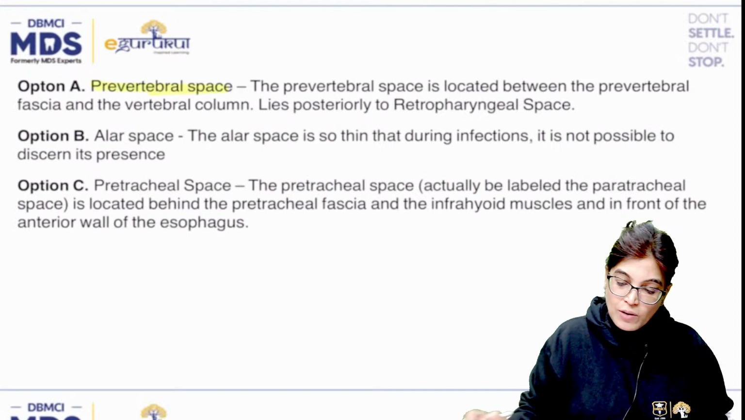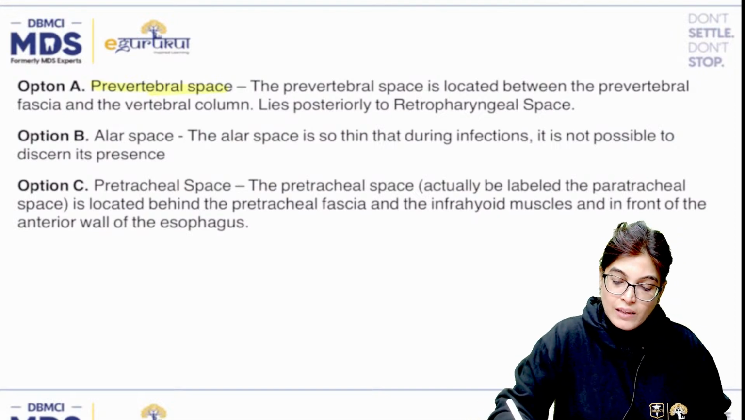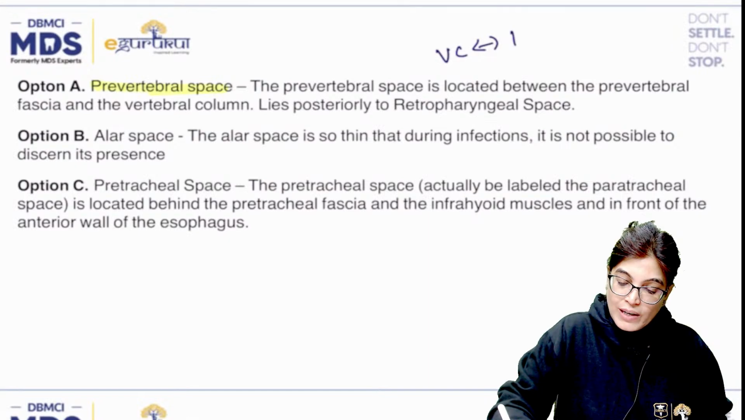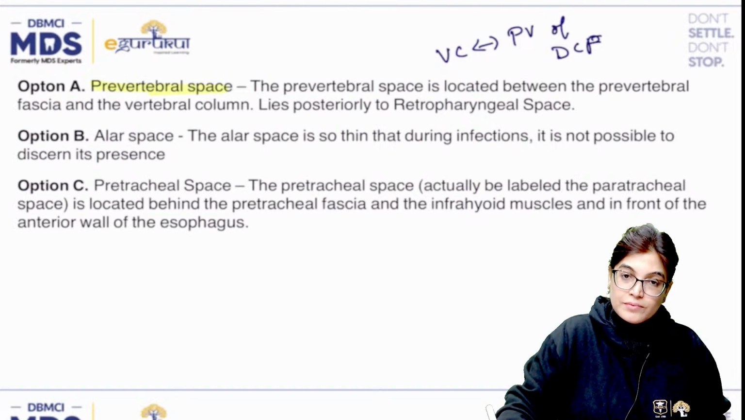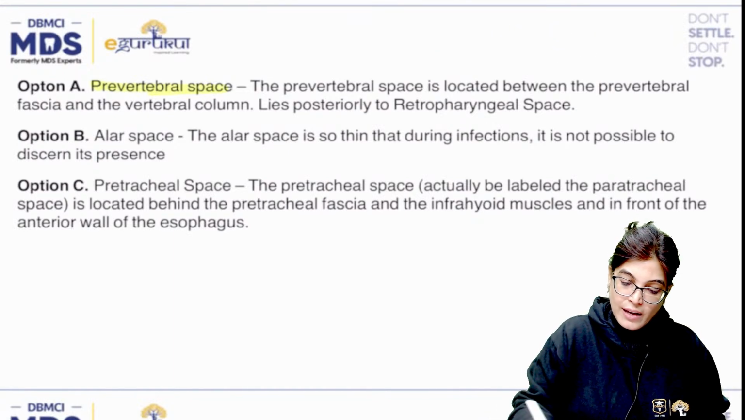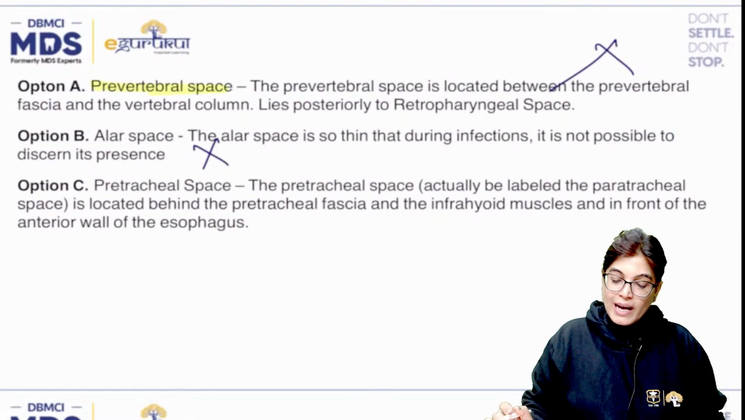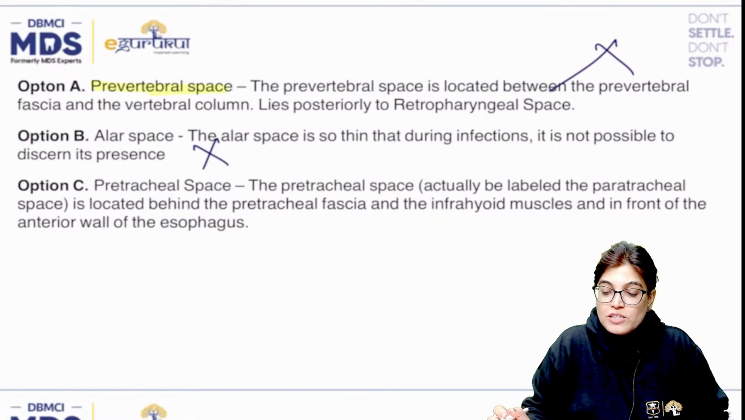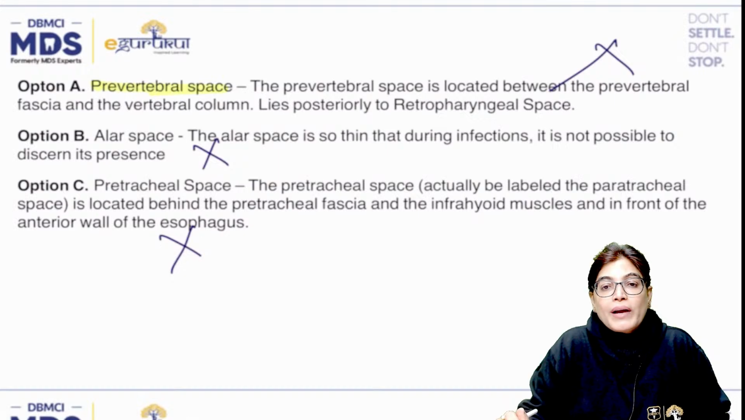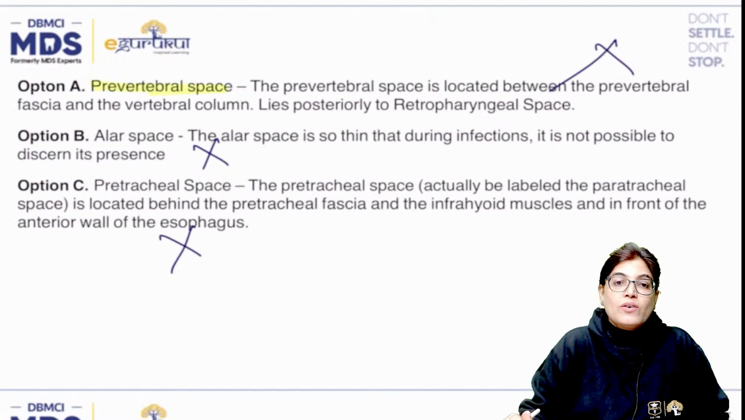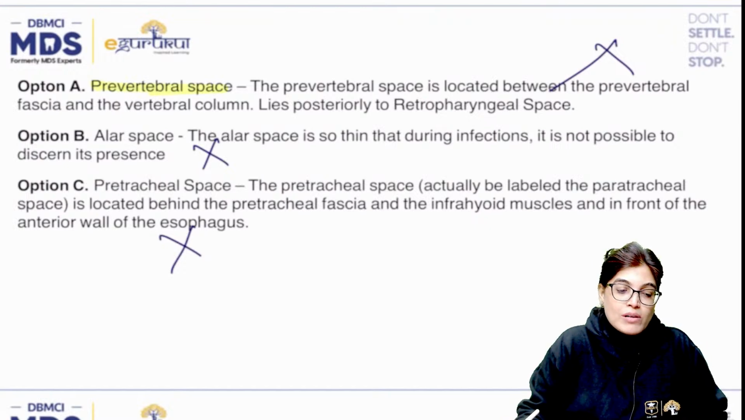Prevertebral space is located between vertebral column and prevertebral fascia of the deep cervical fascia. So it is wrong. Alar space is so thin that it is not generally affected in infections. Pretracheal or paratracheal spaces are more or less similar, located along the trachea, and it is also not called the danger space of the neck.